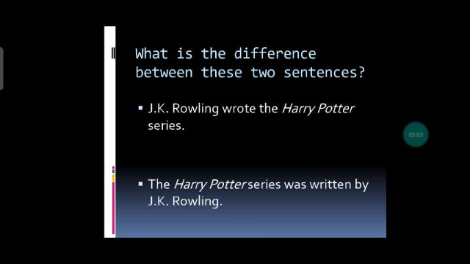The sentence here begins with the subject, the doer of the action, so it's an active sentence. But in the second sentence, the Harry Potter series was written by J.K. Rowling, here it's passive. Why? Because the sentence begins with the receiver of the verb, the object.